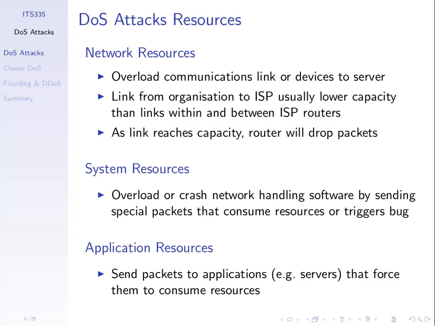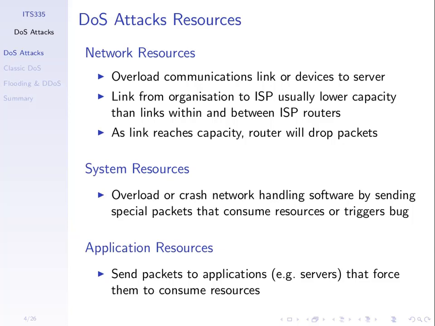Well, we'll show in a picture, they'll get to a router, and the router can only send out at 100 megabits per second. It's getting 200 coming in, so it must drop some. And it will drop packets, so packets from our normal users will not get to the server. So that's an example of exhausting network resources.